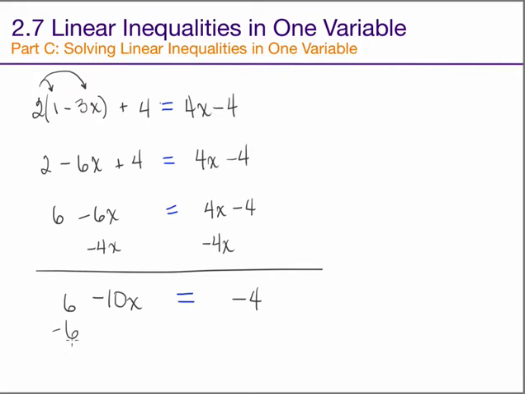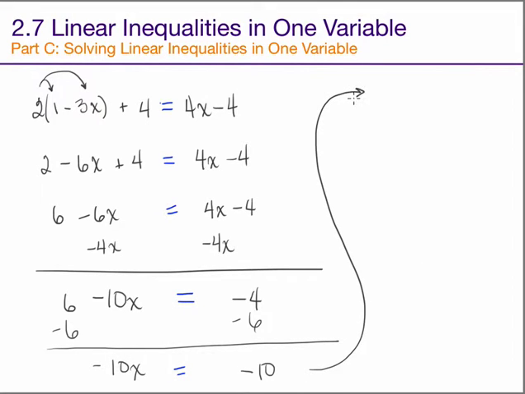Now I'll subtract 6 from both sides. So the variable term is the only thing left on the left-hand side. In an equation, these would be equal. Let's move our work up to here so we can continue. I currently have negative 10x is equal to negative 10. And now I can continue.